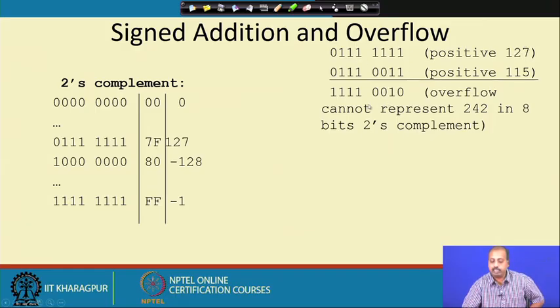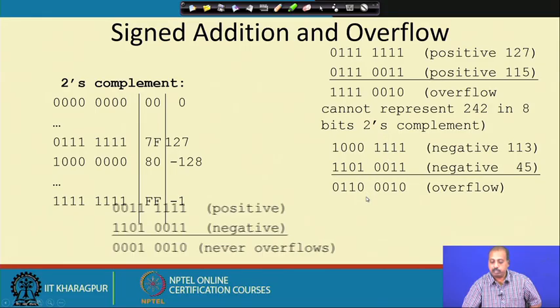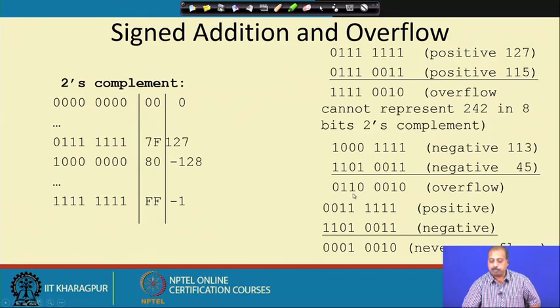So, if you add it, then there will be an overflow, because this value 242 cannot be represented in 8-bit 2's complement format. So, there is an overflow, and similarly, we have got, say, negative of 113. This is coded like this, negative of 45 coded like this. Again there will be an overflow, because we cannot represent the number there.